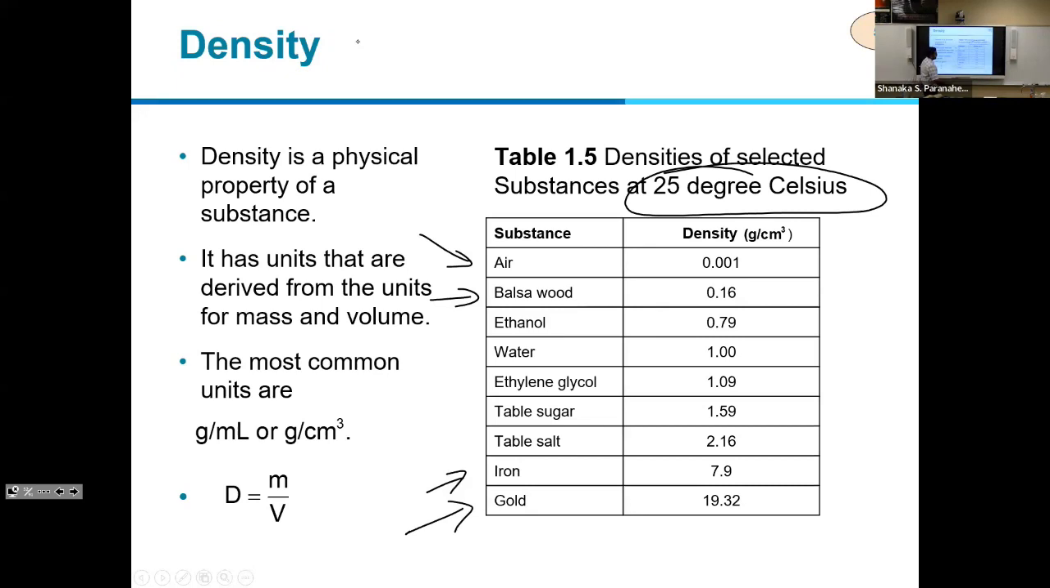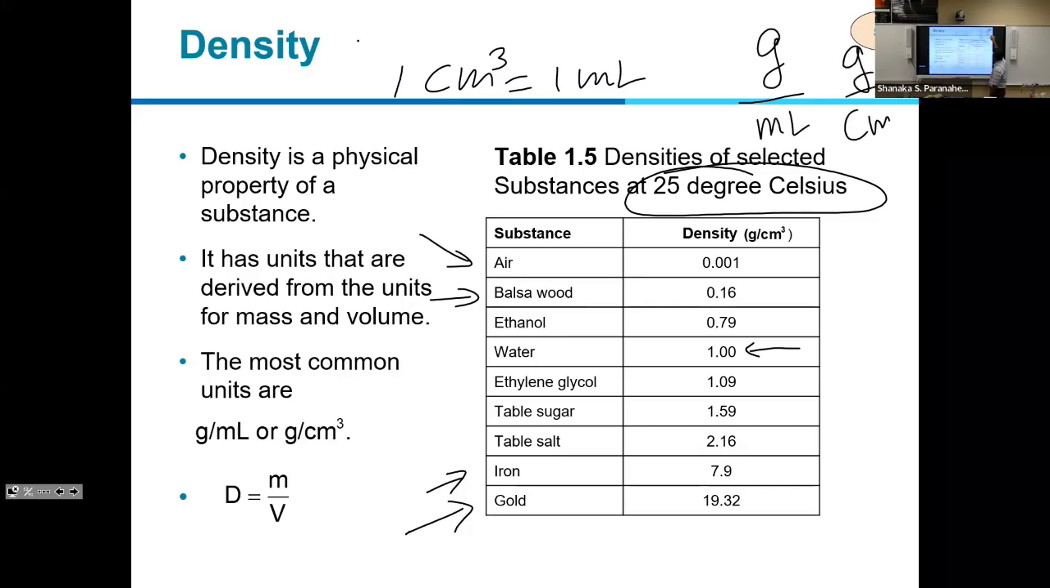Water has 1 gram per cubic centimeter. A cubic centimeter is the same as 1 milliliter. So the unit of density is always a unit of mass over a unit of volume. It can be grams over milliliter or grams over cubic centimeter. It's the same thing. At this level, it's given as grams per cubic centimeter. So the density of water is 1.